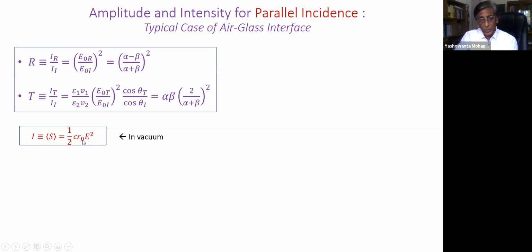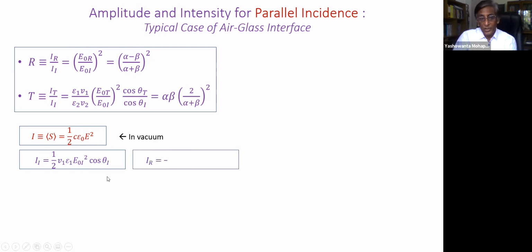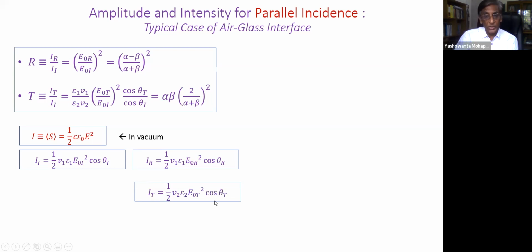This is c epsilon naught, and in a dielectric it will get modified. For incident intensity it is of course v1 epsilon1 E_I squared. Now this cos theta is there because the angle of incidence is still there. So in this intensity expression, I have the cos theta_I. Similarly, I can write down the reflected intensity, v1 epsilon1 E_R squared cos theta_R, and the transmitted intensity, v2 epsilon2 E_T squared cos theta_T.